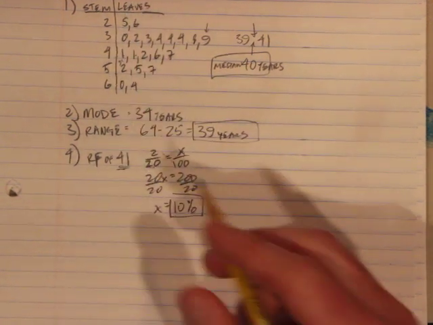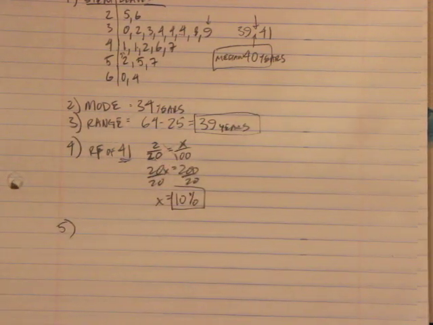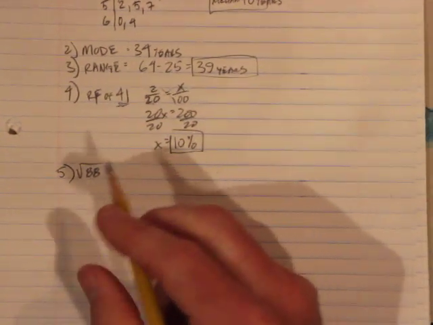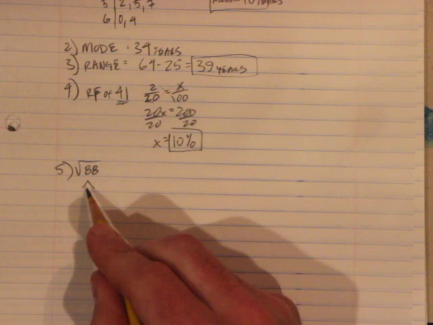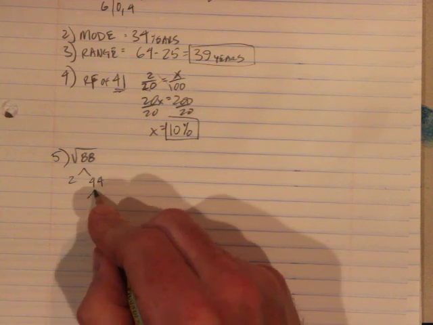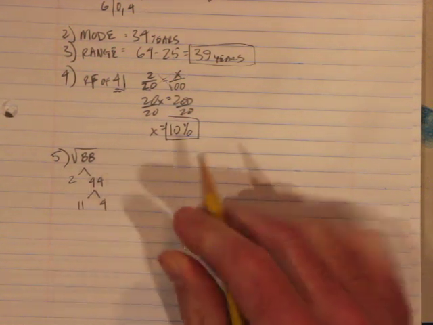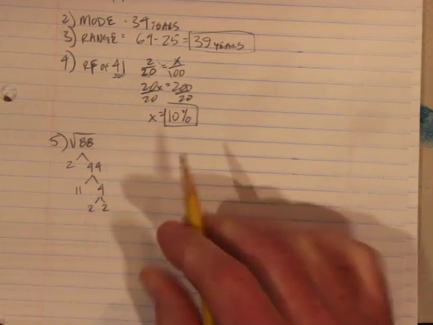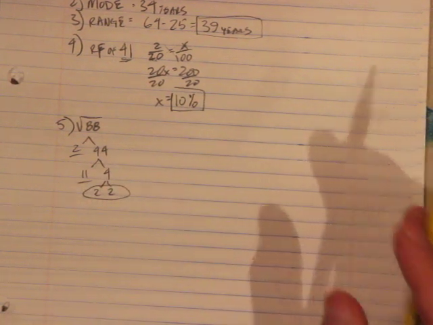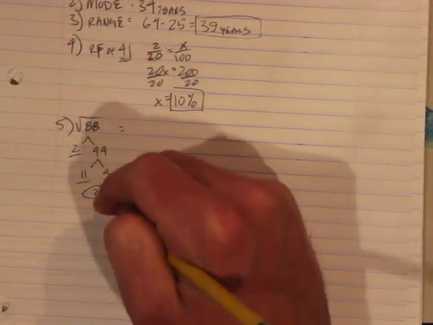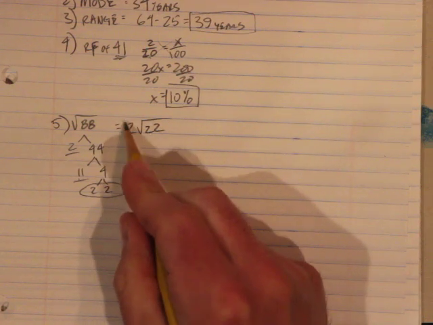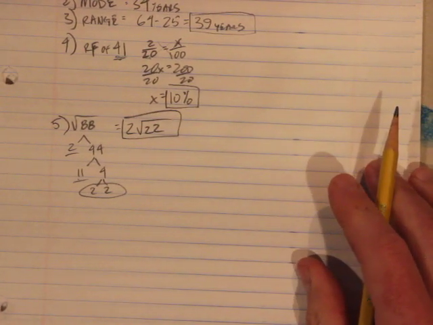Now let's do number 5. Simplify the square root of 88. And I am going to start factoring this. I've got 2 times 44. I've got 11 times 4. And then 4 is 2 times 2. So here are my doubles, 2 times 2. And then this 2 and this 11 don't have doubles. They are stuck inside the radical, while this 2 gets to be free. 2 square root of 22. 2 times 11 is 22. 2 square root of 22 is your answer for number 5.